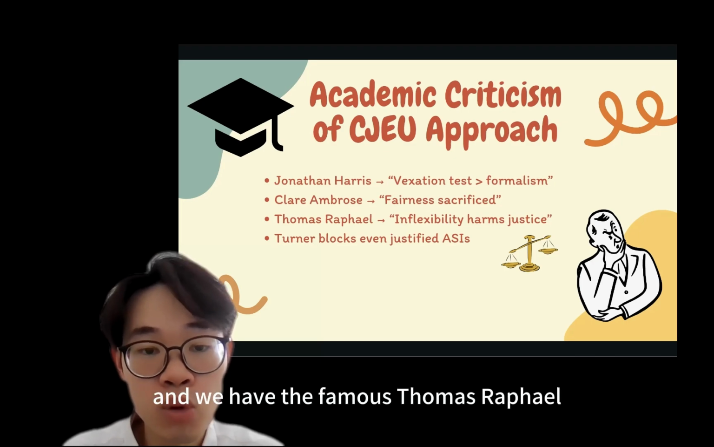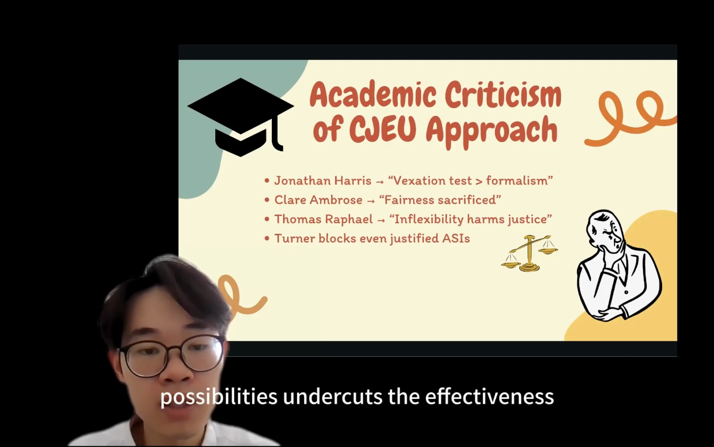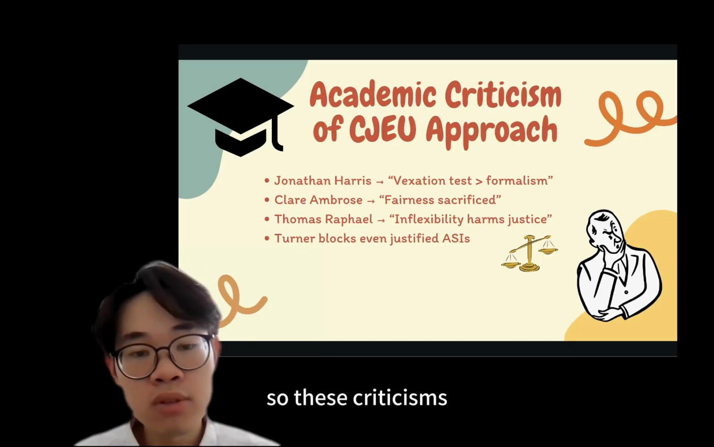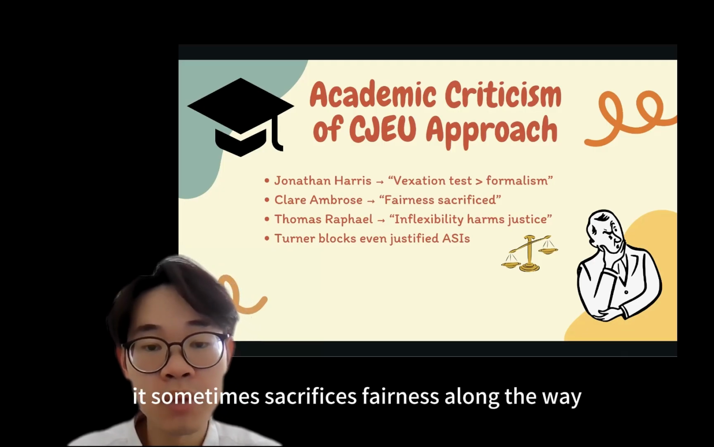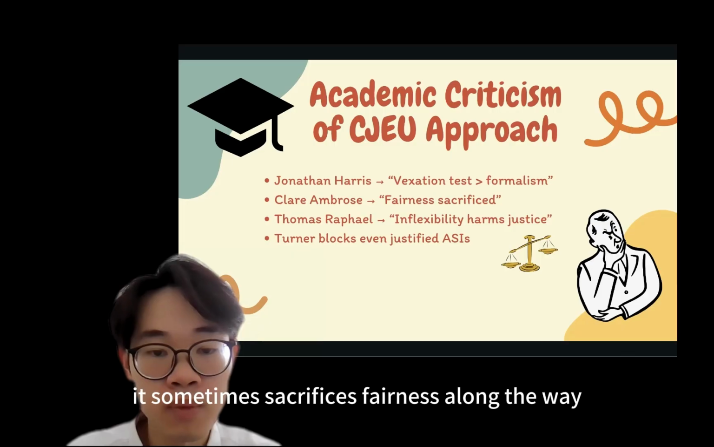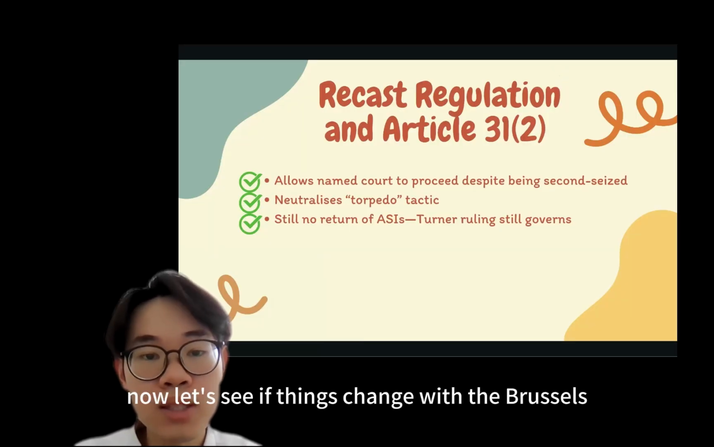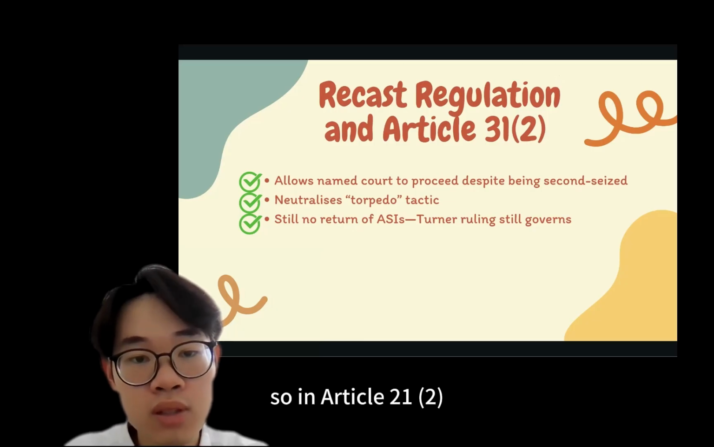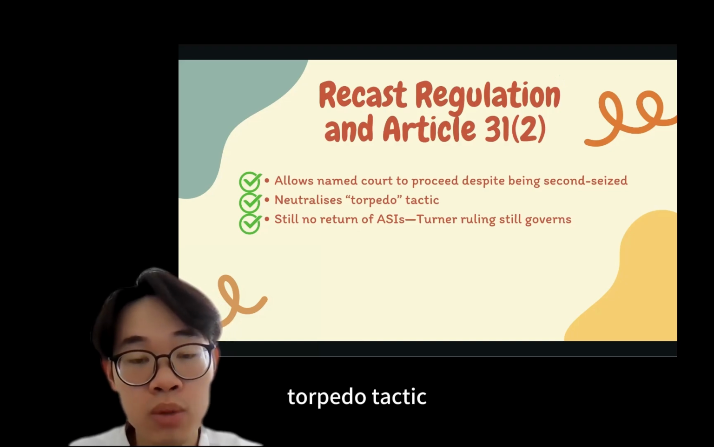And we have the famous Thomas Raphael, who says that the ECJ's refusal to allow any flexibility undercuts the effectiveness of jurisdiction clauses entirely. So these criticisms show that while the EU legal system values order, it sometimes sacrifices fairness along the way. So now, is there any improvement? Now let's see if things change with the Brussels Recast Regulation. In Article 31, Clause 2, it was introduced specifically to counter the Italian torpedo tactic.